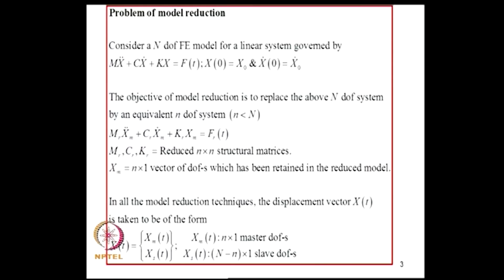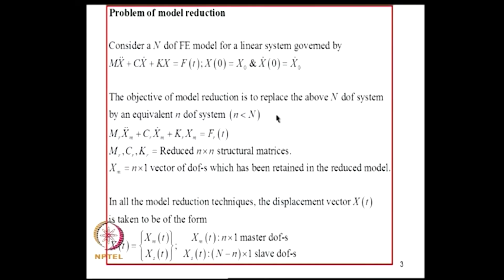So, let us start with discussion on the problem of model reduction. We will be limiting our attention to linear time invariant vibrating systems. A typical finite element model for a linear system will be of this form: M x double dot plus C x dot plus K x equal to f of t, and certain specified initial conditions. This is the end product of making a finite element model, as we have seen in previous lectures.